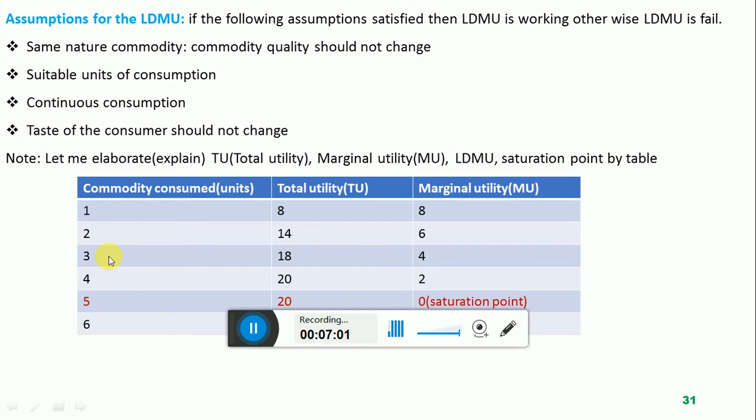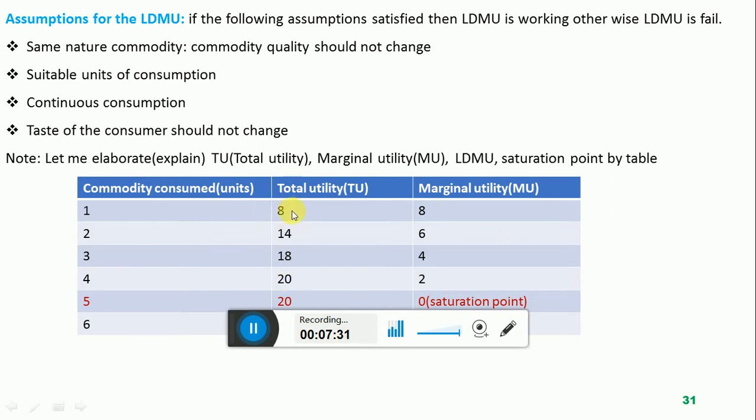The third unit's total utility is 18, because the third unit provides 4 additional utils to the consumer. So 8 plus 6 plus 4, total utility is 18. We are adding together the marginal utilities of the different units consumed to find the total utility. Now the fourth apple provides 2 more utils, which means total utility is increasing toward the maximum, but at a decreasing rate.